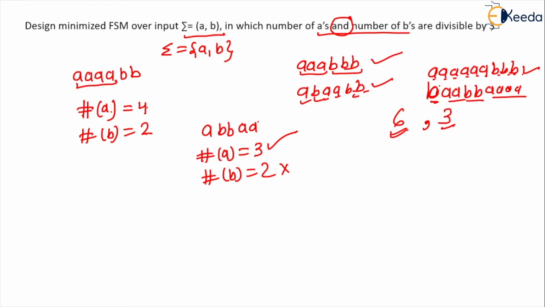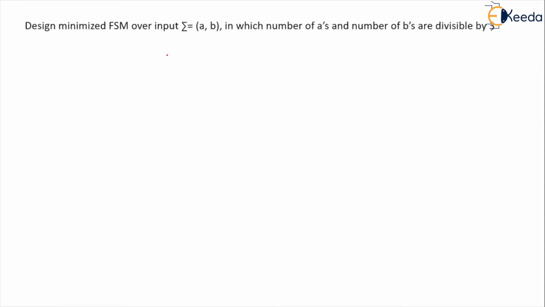Now how to construct the machine? How to construct such a machine in which the number of A's and the number of B's are both divisible by 3? So just remember one point. When we divide any decimal number by 3, what remainder is generated? Means what is the possibility of the remainder when we divide any number by 3?